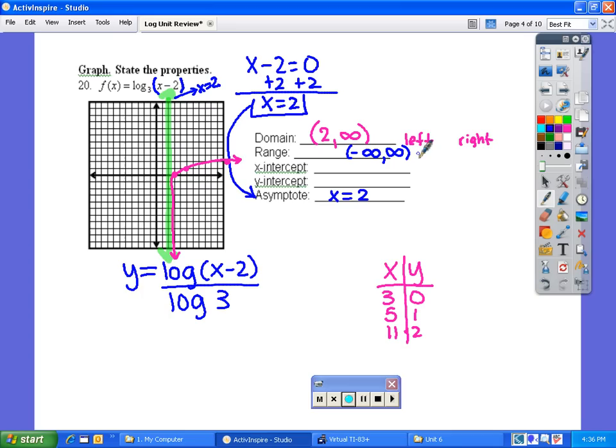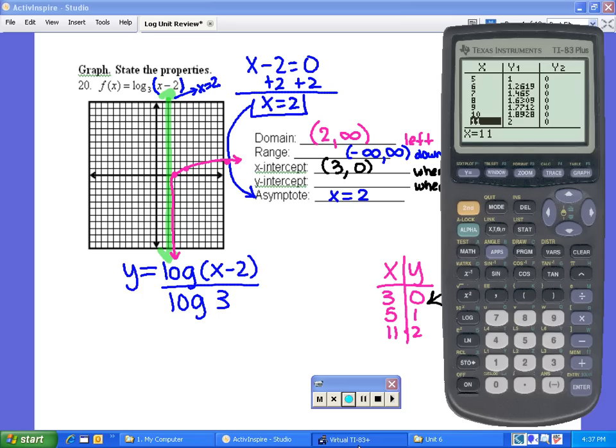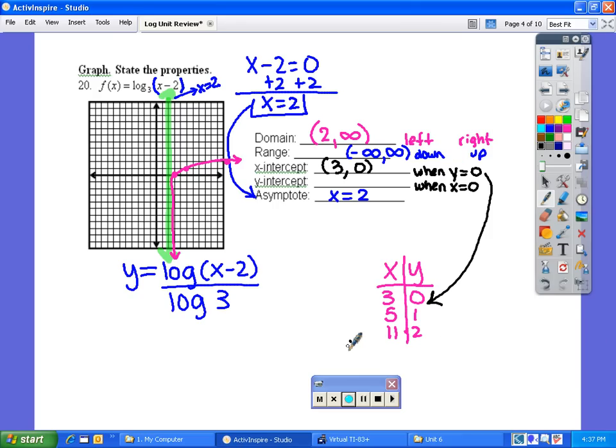Your x-intercept, that goes down to up. Your x-intercept is going to be when y equals 0. Well, that's this value right here. So that's your x-intercept. Your y-intercept is when x equals 0. Well, if you look at your table, you'll see that it's never going to happen because there's an error message there. Plus x equals 0, there's nothing that can happen there. So we will say that there is none. And that's it.